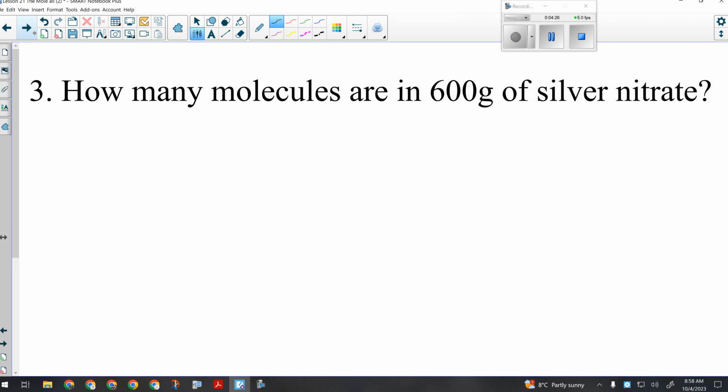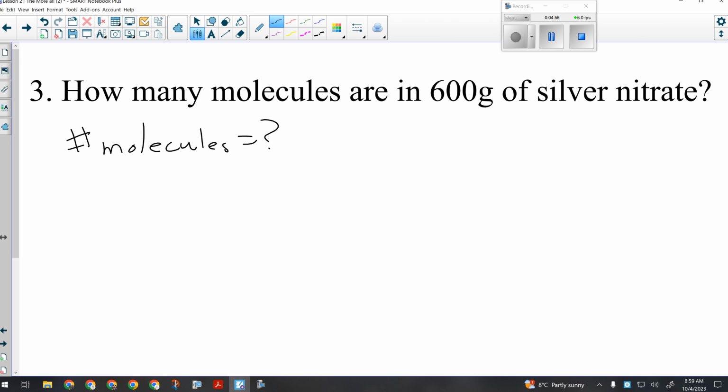How many molecules are in 600 grams of silver nitrate? Write this one down, I'll give you a sec, and then we'll go through it. First step in solving any problem is to write down the givens. In this one, they're asking me to calculate how many molecules. So the number of molecules is my question mark.